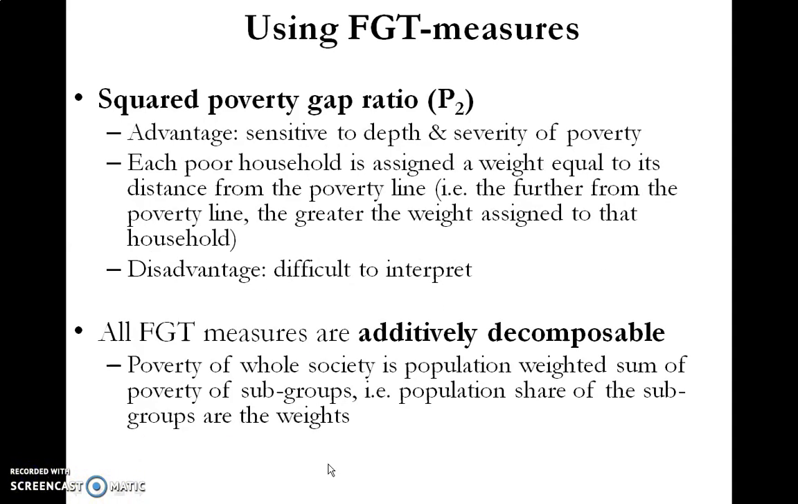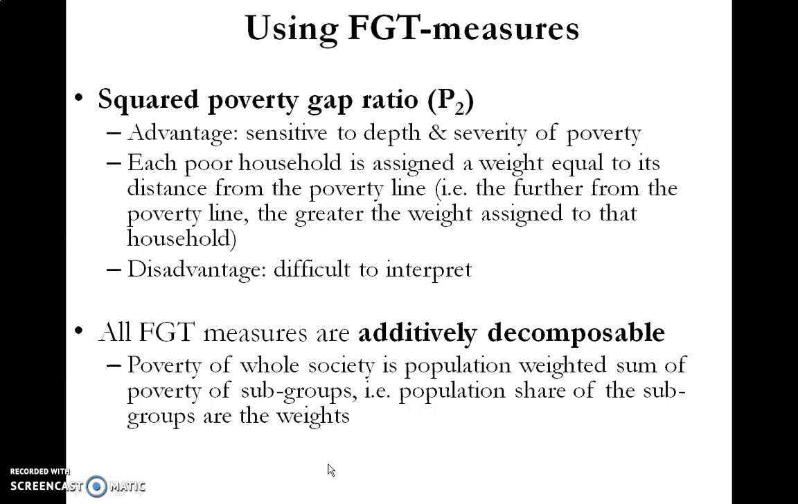Looking at your P2 FGT measure, also known as your squared poverty gap ratio, this is a very sensitive measure to depth as well as the severity of poverty. So it really attaches the greatest weight to those who are the furthest away, far more so than your P1 measure. So the further away from the poverty line a household or an individual is, the greater the weight assigned to that household.